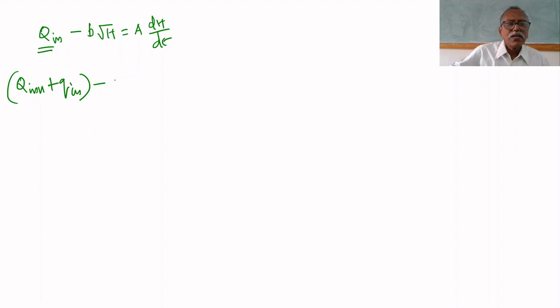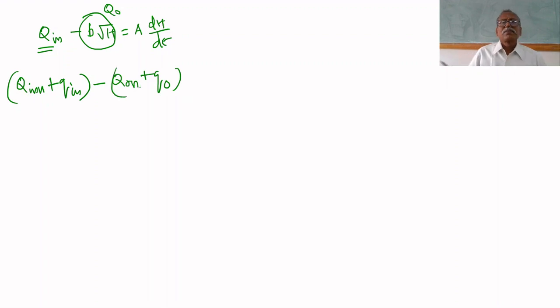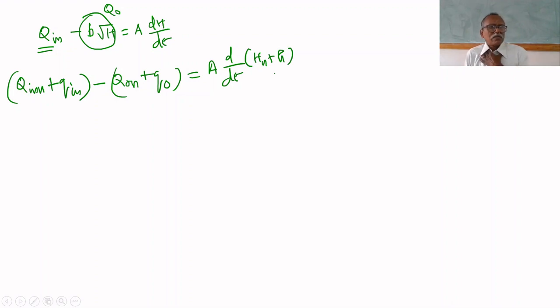Minus Q naught, which can be written as Q naught nominal plus Q naught, equal to A d by dt of H nominal plus H. Can I write like that? At the nominal operating point, Q in nominal equal to Q naught nominal. That's why this is positive, this is negative, and these two get cancelled.